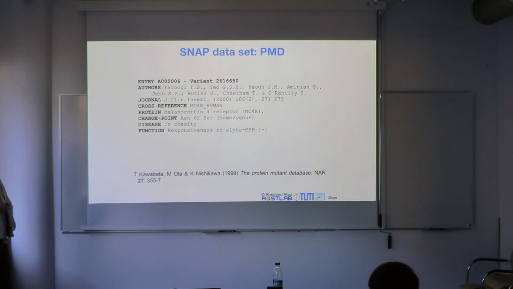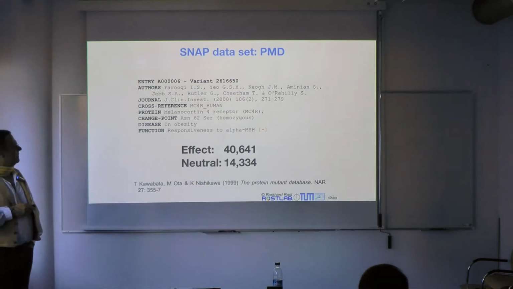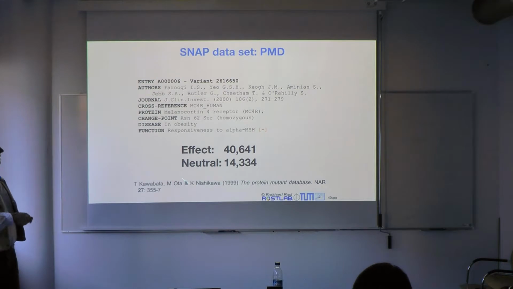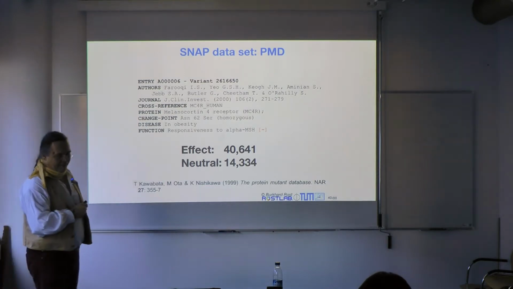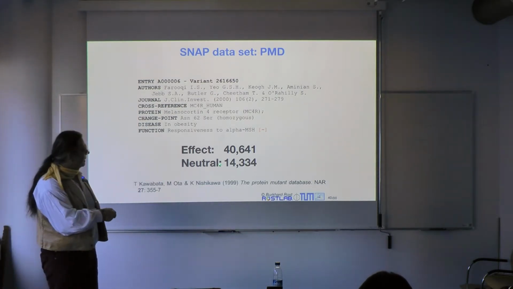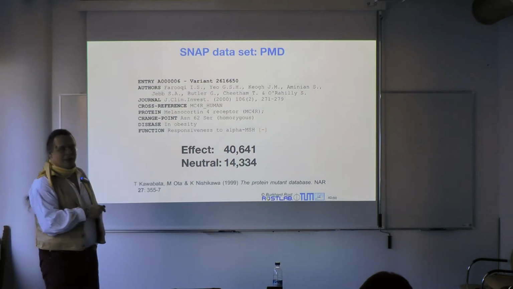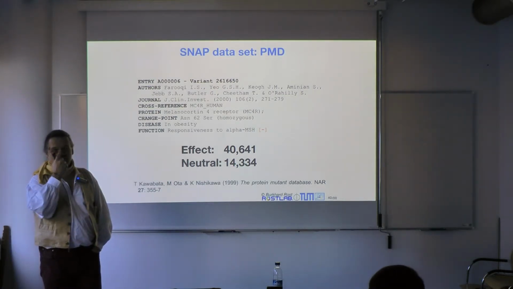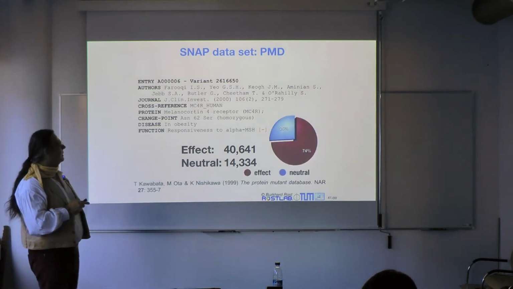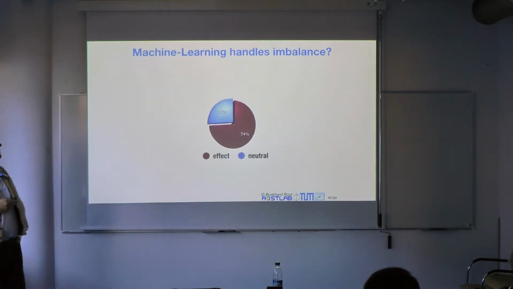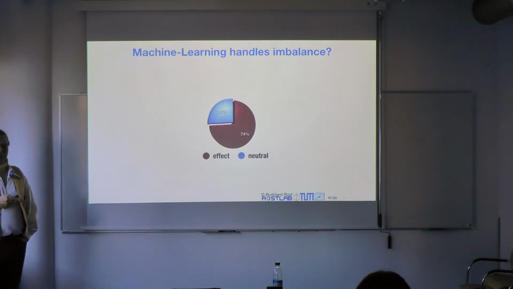It went back to the protein mutation database, where we have records such as this one here, unfortunately not maintained. And we got to a data set of 40,000 effect and 14,000 neutral. Again, we briefly discussed that there's a reason why this number is so much lower, because it's much more difficult to get data that something does not have an effect than that something does have an effect. But we know for machine learning, this type of imbalance is a problem.